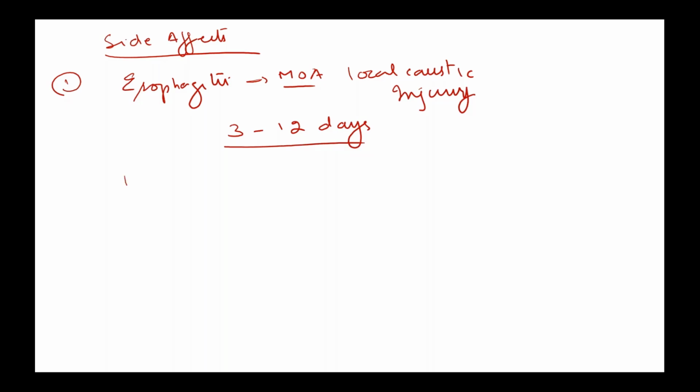Now, which patients are at risk of esophagitis and esophageal ulceration? Patients who have an underlying history of stomach or esophageal disease like GERD. If your patient is not drinking a lot of water with doxycycline, they are at risk. Poor hydration.